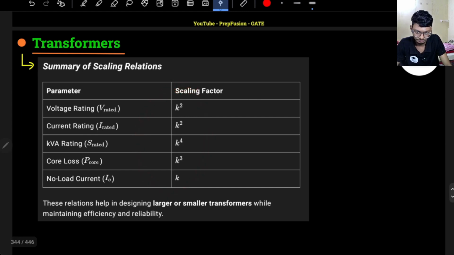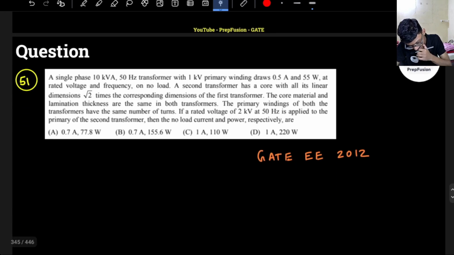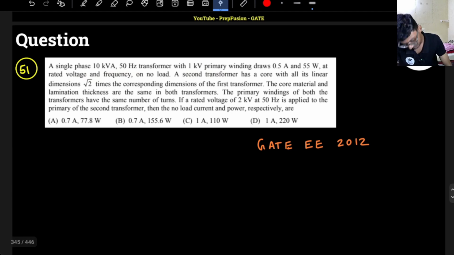You can go through this. This is another question that came in GATE 2012. A single phase 10 kVA, 50 Hz transformer with a 1 kilovolt primary winding draws 0.5 ampere of current at rated voltage and frequency at no load. So at rated voltage it draws 0.5 amperes of current.